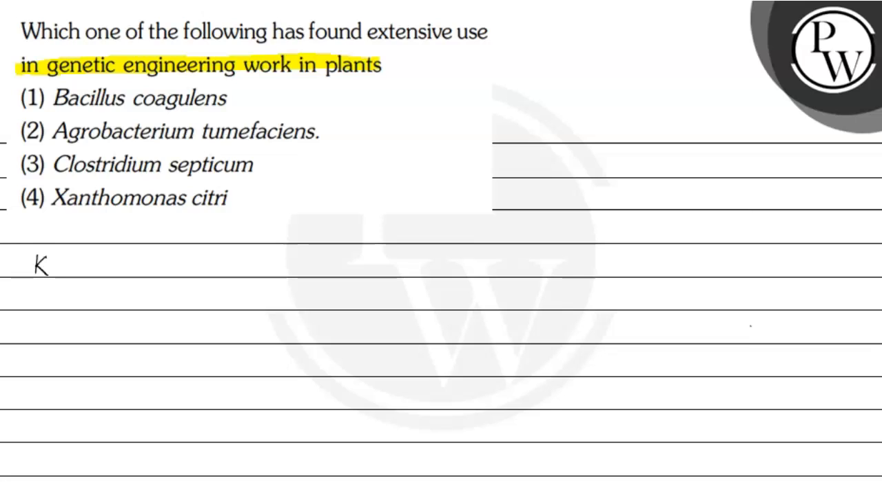So the key concept in this question is to firstly understand the cloning vectors which are used for plants. So plants में जो सबसे commonly used cloning vector है वो है Agrobacterium tumefaciens.